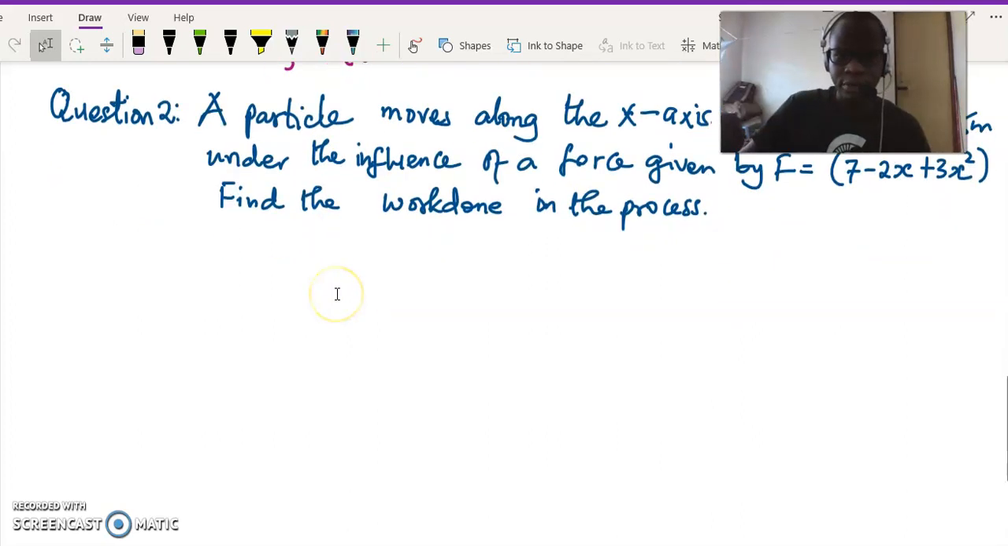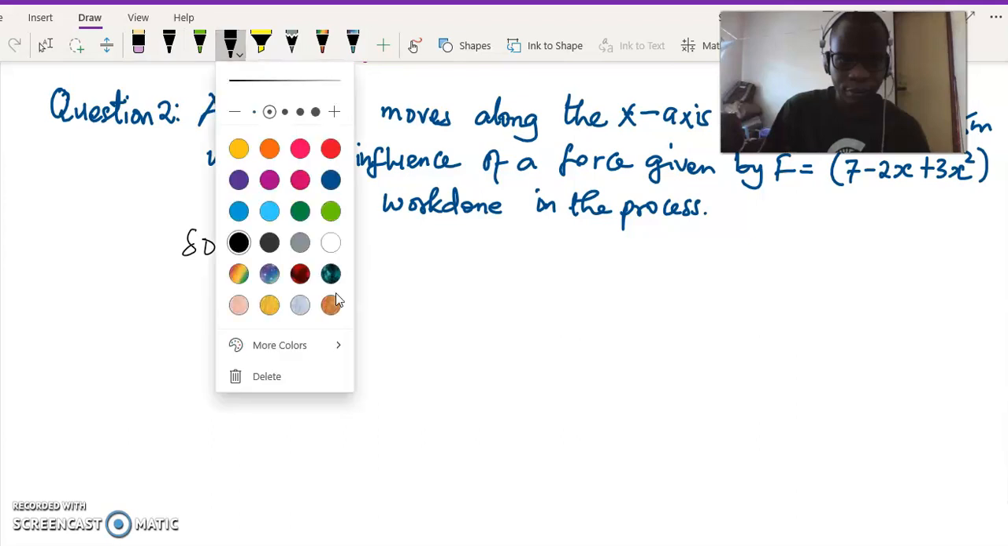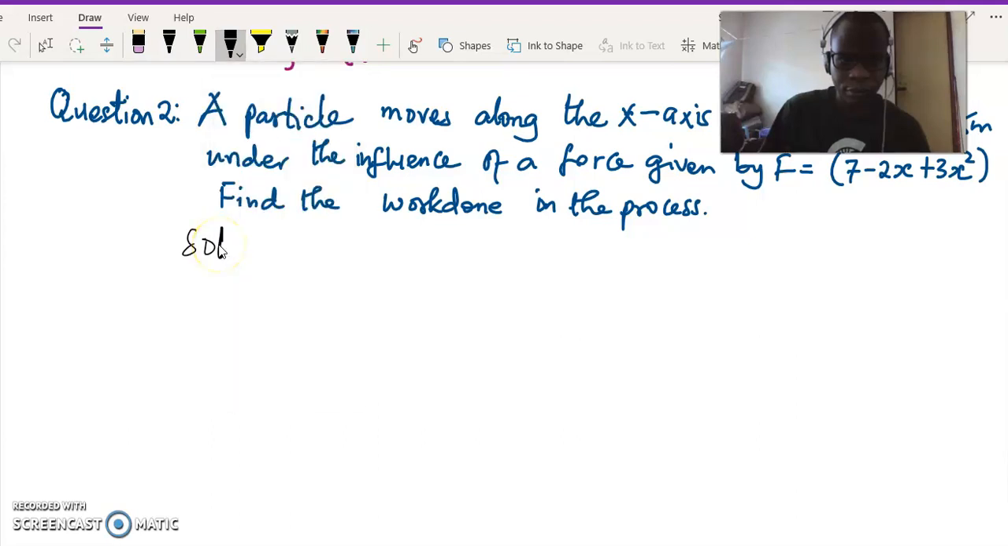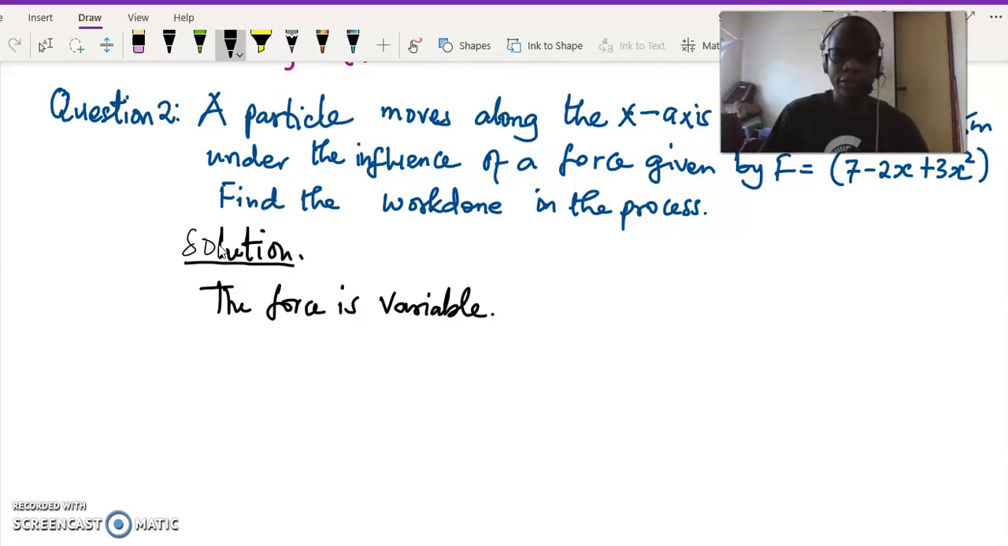So now in this case, we have a force, a variable force. So how do we go about this? So solution, how do we go about this? So now we realize that the force here is variable. So therefore it brings in the element of integration.